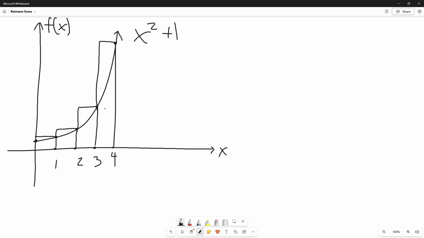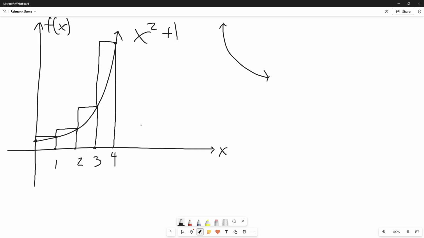If the function is increasing like this one, then the right rectangle approximation method is going to be an overestimation. But if we have a function that's decreasing, then going from the right is going to be an underestimate. And if the function is increasing like this one and we draw from the left, then it's going to be an underestimate. But if the function is decreasing, then drawing from the left will be an overestimate.